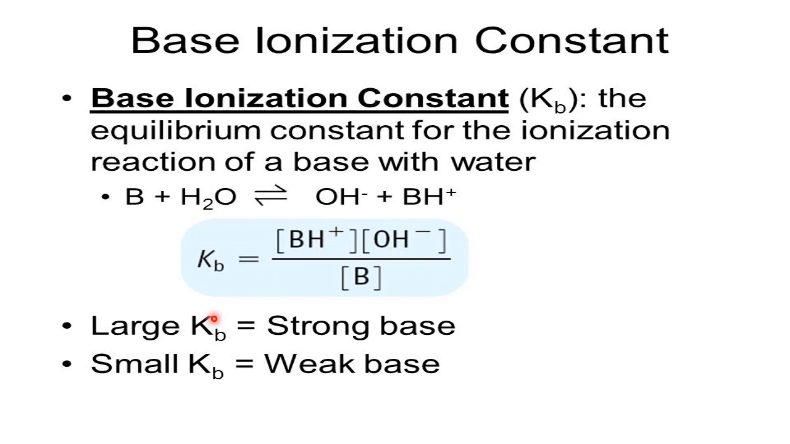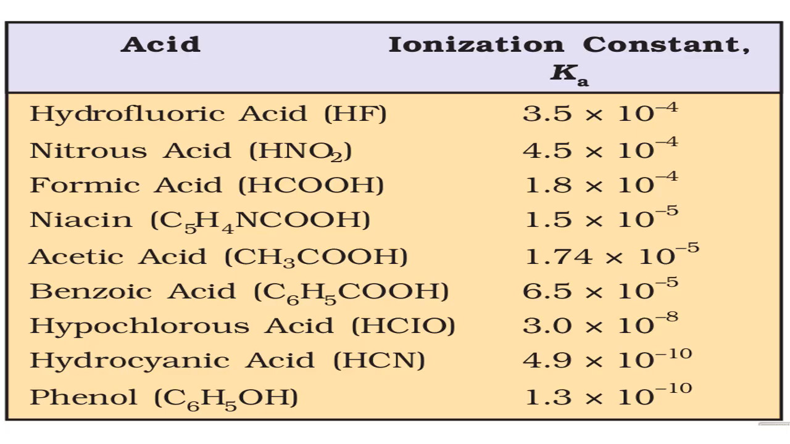And accordingly, the smaller the value of Ka and Kb, the weaker is the acid and the base. See, he has given the data. So the larger the value of Ka for hydrofluoric acid, it is the strong acid compared to all these data.